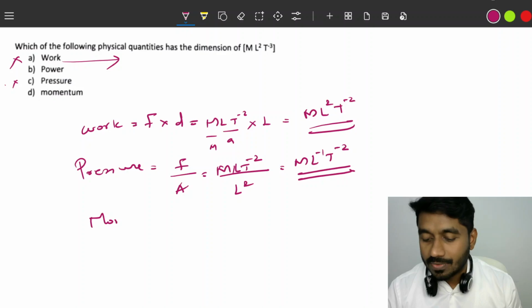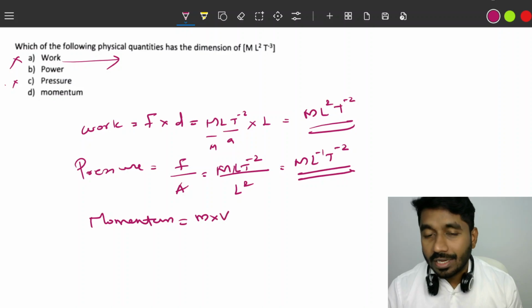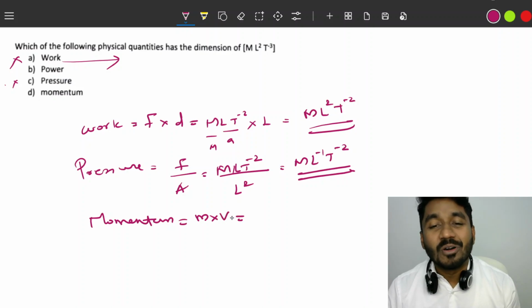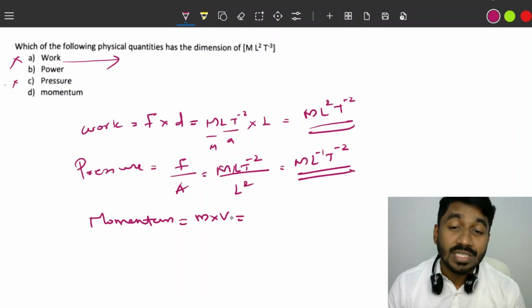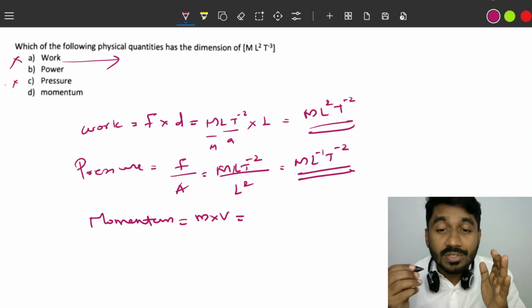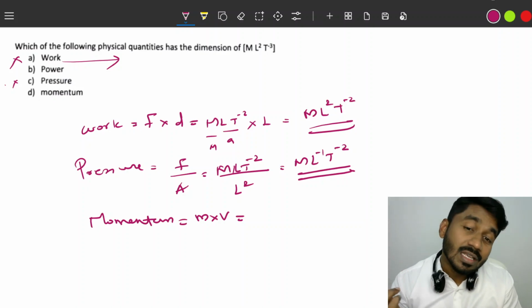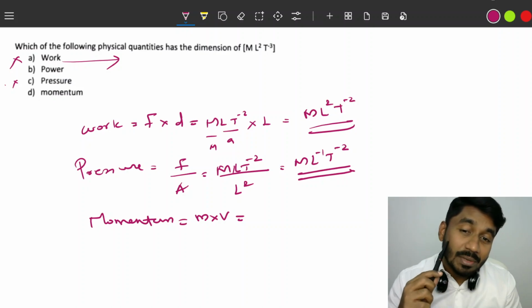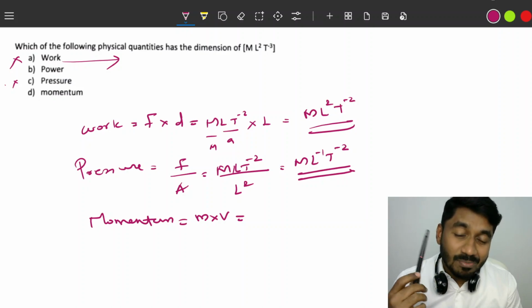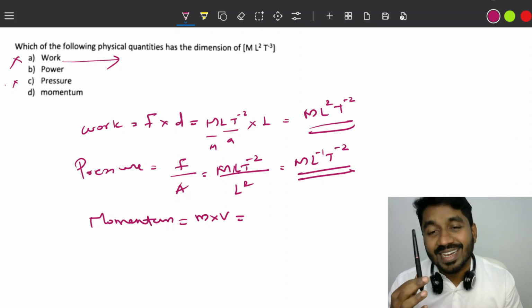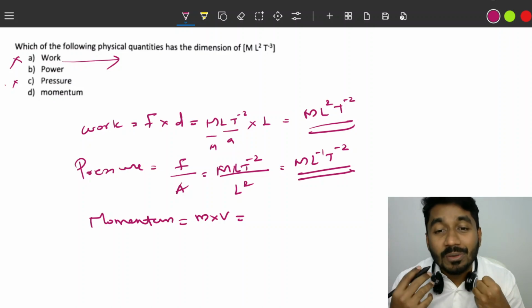Now come to the last one, momentum. What is momentum? Mass into velocity. Actually, momentum is the impact of an object which has mass and is hitting with velocity v, right? If someone hits me with an object with mass at velocity v, I get a pain in my body, right? That pain is the impact of this object. That impact is called momentum.